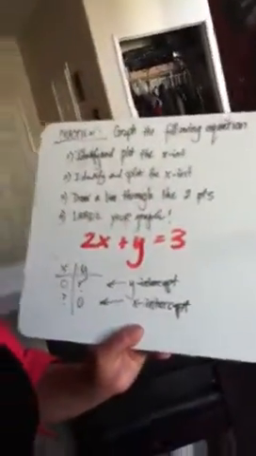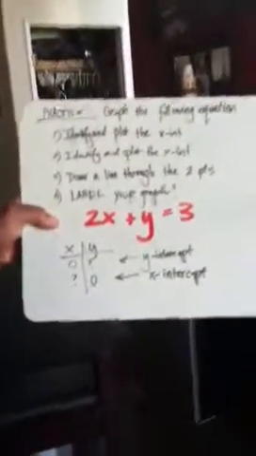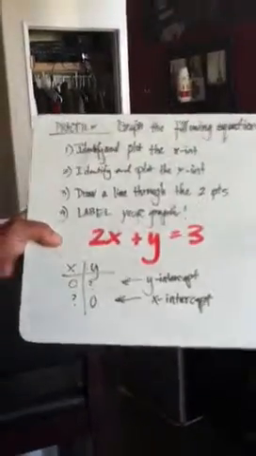Okay, so we've gone over the vocabulary, definitions, and how to get these items, and now we're going to do some practice. The whole time that we're doing this type of lesson, the kids are sitting in their groups and collaborating together. Practice. Graph the following equation. Step 1, identify and plot the x-intercept. Second, identify and plot the y-intercept. Number 3, draw a line through the 2 points. And number 4, label your graph.